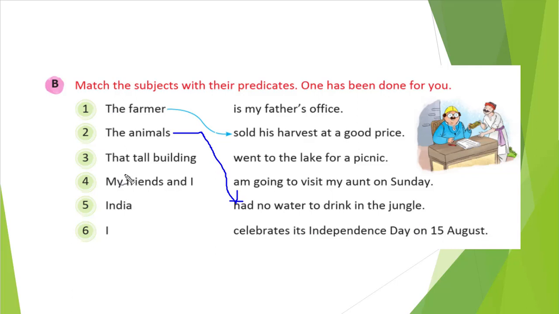Similarly, you see the third one, the tall buildings. What does the building say? "My father's office went to the lake for a picnic." A building cannot go for a picnic, right? "Am going to visit my aunt on Sunday" is also wrong. "Celebrates its Independence" is also wrong. So "the tall building is my father's office," you can indicate that way. That is the correct answer. Similarly, my friends and I went to the lake for a picnic, right? That is the answer.